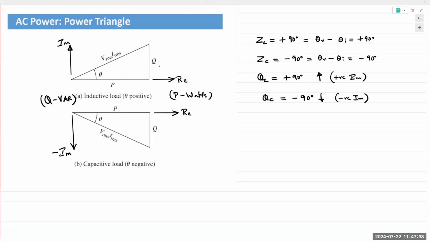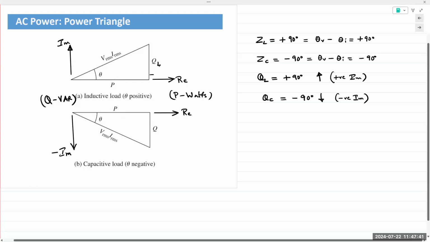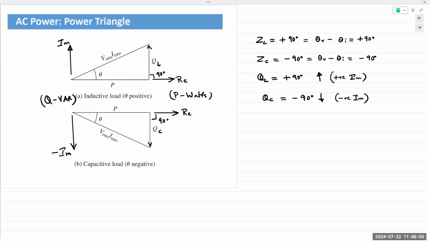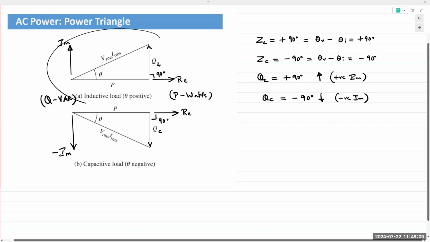Whereas QL is always positive, plus 90, and QC is always negative, pointing down. So this is pointing up, this is pointing down. And when you join P and QC or QL together, you get what is known as the power triangle. Power triangle for an inductor always looks like this.